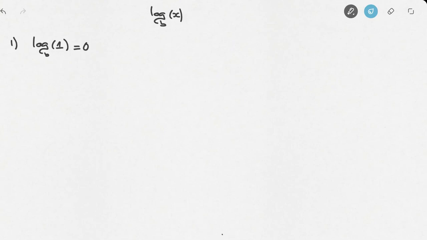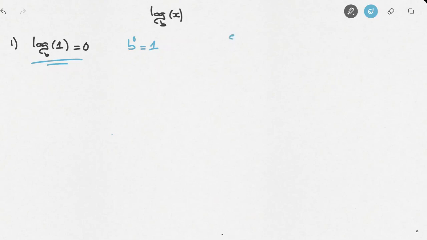If we rewrite this in exponential form, this would look like b raised to the power of 0 equals 1. And hopefully that should look quite familiar. Remember, any non-zero number raised to the power of 0 will always equal 1, which is what we see written here. b to the power of 0 equals 1. And quite simply, rewriting this in logarithmic form leads us to this result. Log base b of 1 is equal to 0.